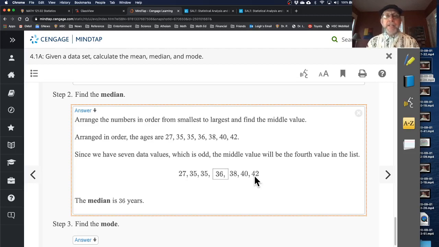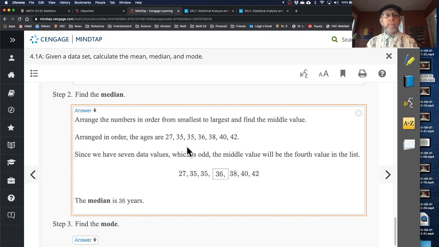In larger data sets, it's a little harder just to eyeball it, but there's a simple rule. If you think about numbering the data, 27 is our first data point, 35 is the second, 35 is the third, and so on. You have 1, 2, 3, 4, 5, 6, 7. 7 data points. The median is going to be in the midpoint position of those.